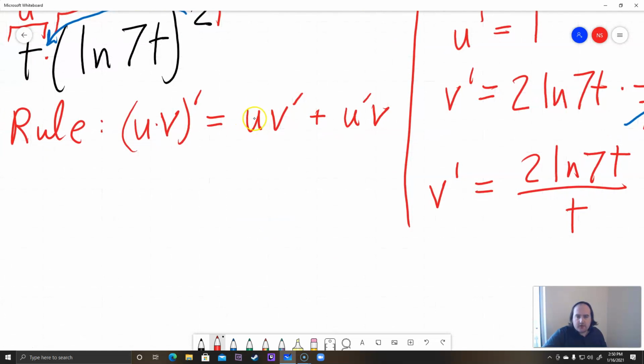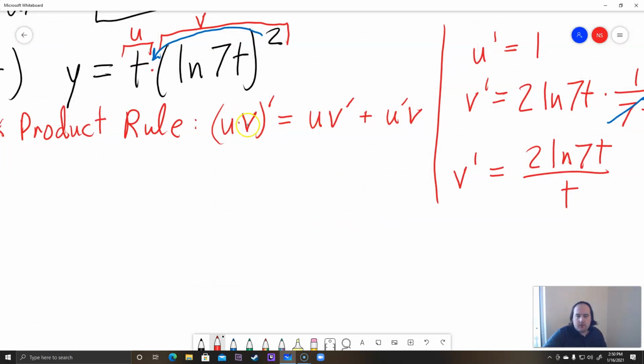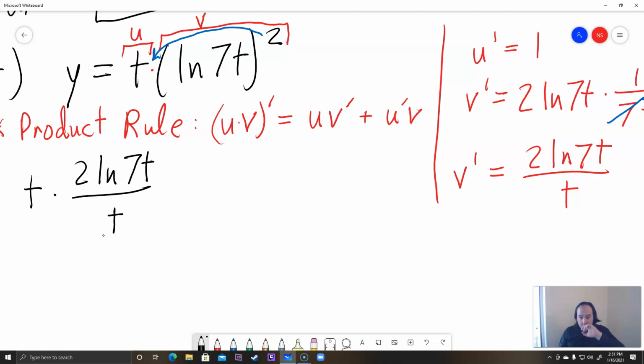So seeing the product rule here, let me zoom out a little bit. We've got our product rule. It's u v prime plus u prime v. Well, we know u is t, v is this thing, u prime is 1, and v prime is this thing. Okay, so what we're going to do is just plug everything in. So what we got is u v prime, so that's going to be t times v prime, which is this whole business over here, 2 ln of 7t all over t. So we're going to have t times 2 ln of 7t all over t. That's our u v prime.